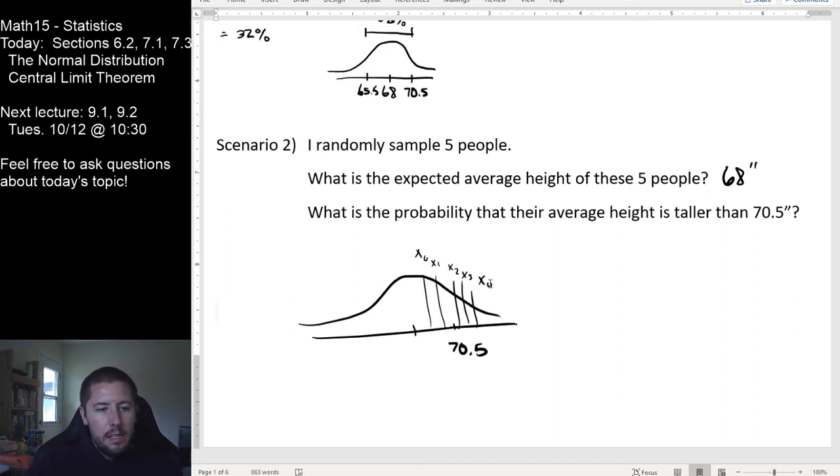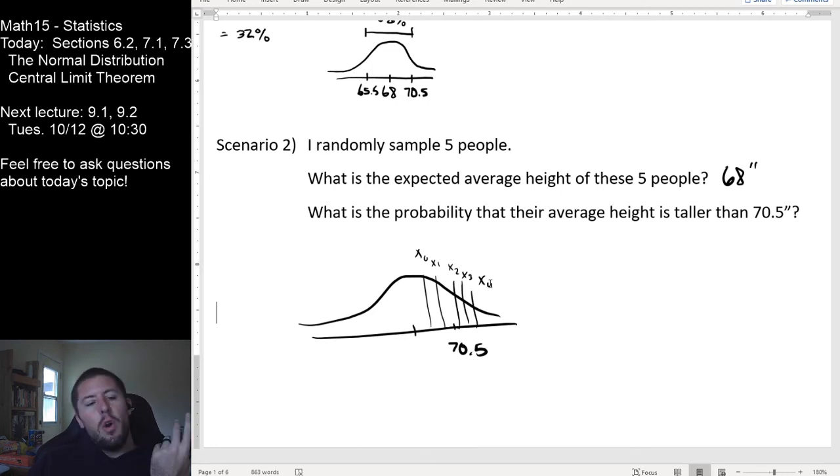That seems pretty unlikely to me, that I'm going to sample 5 people and see that. I'm basically going to need them all to be a bit above average, probably, unless I get like Shaq and a bunch of normal people. That's one way that could happen. But it seems unlikely to me, because in this scenario, I'm not just looking for one person to be a little bit above average. I'm looking to get 5 out of 5 people probably being above average. And that seems pretty unlikely to me, right?